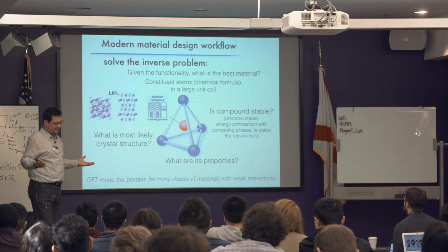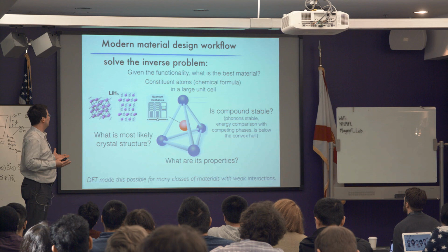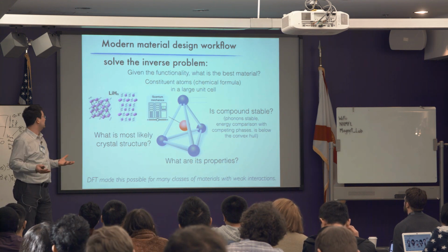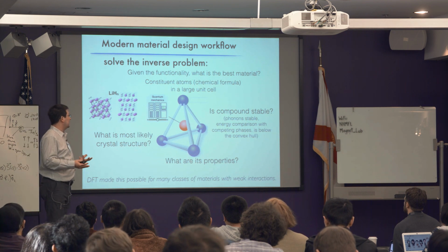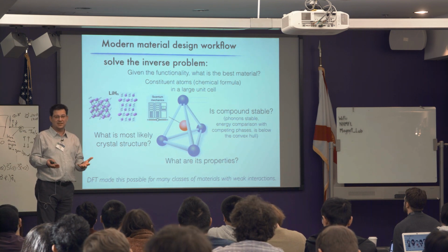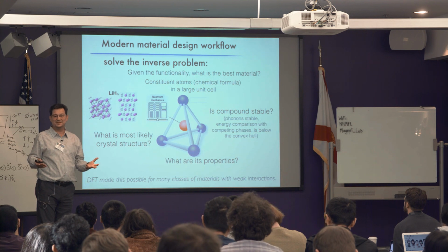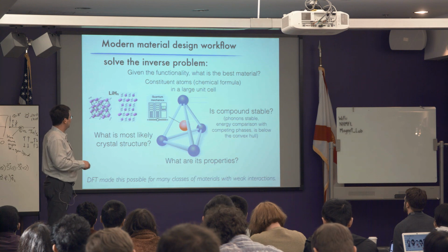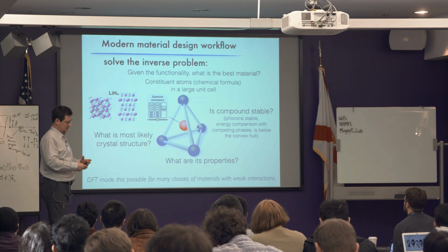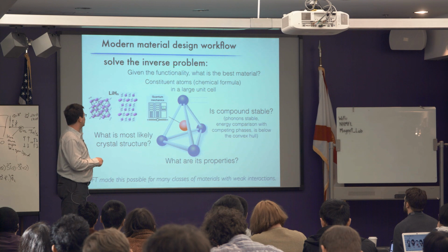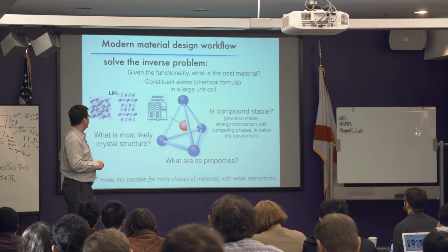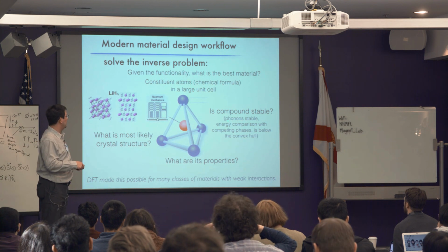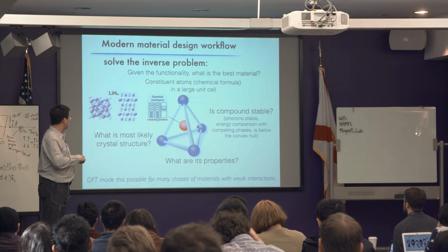Now, a big picture point of view. Modern material design tries to solve the so-called inverse problem, doesn't it? Given the functionality, what is the best material which has that functionality? That's what we want ultimately in solid state, isn't it? Typically how we approach this is that we take some constituent atoms from the periodic table, and then we create a big unit cell, and then we figure out what is the most likely crystal structure.